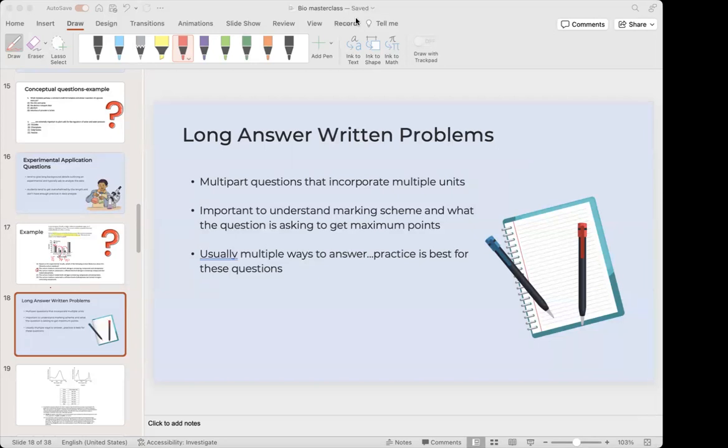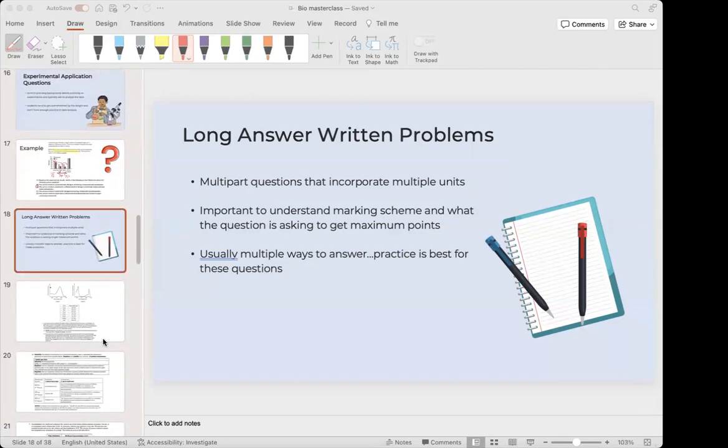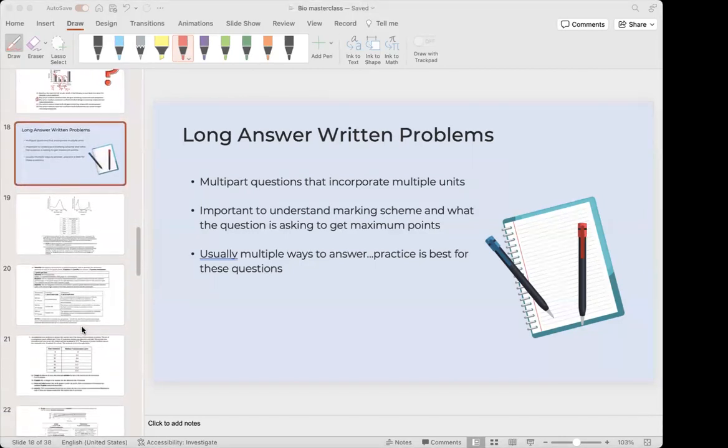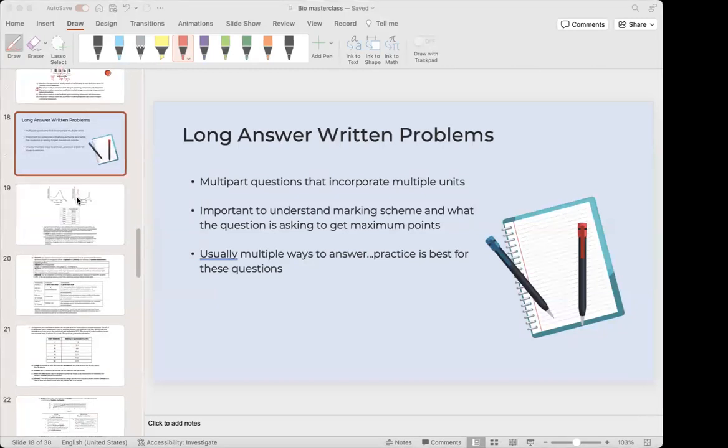That allows you to see how specific you have to be to get the full marks and what's important. And then for these ones, there's usually multiple ways to answer it, and practice is going to be the best. So I'm going to include a couple of these.